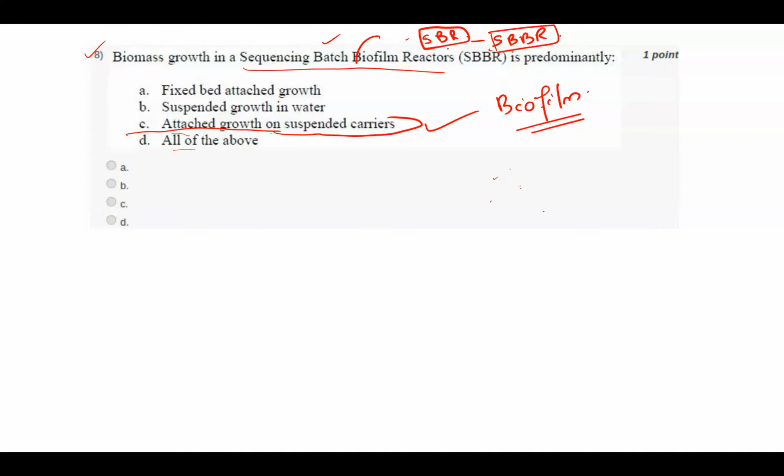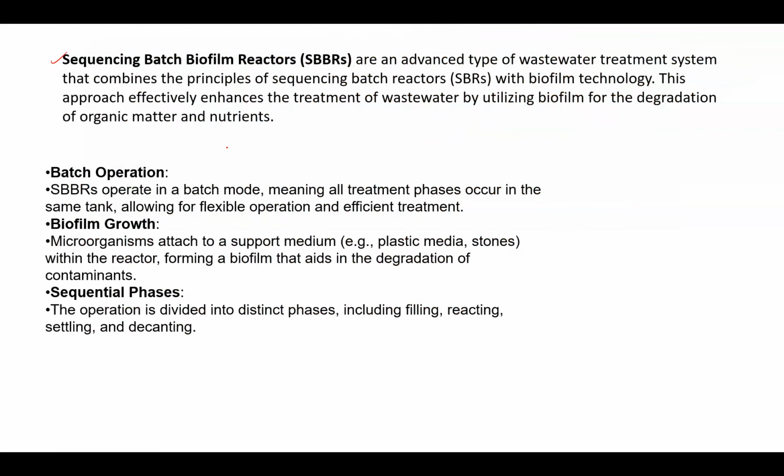Yes, in SBR this is just suspended. So here you can see, SBBR, sequencing batch biofilm reactors, are an advanced type of wastewater treatment system that combine the principles of both SBR and biofilm technology. This approach effectively enhances the treatment of wastewater by utilizing biofilm for degradation of organic matter and nutrients.